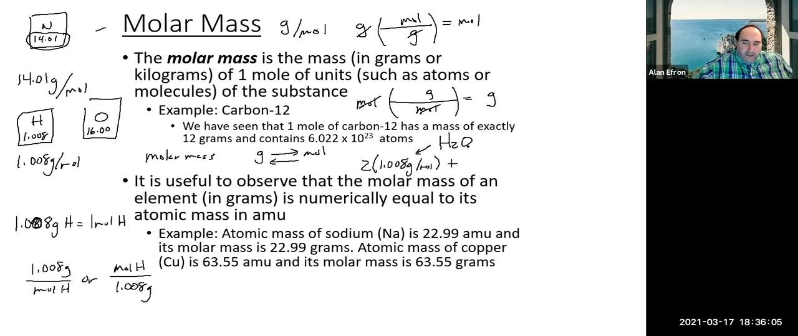Plus, since there's 1 oxygen here, 1 times the 16 grams per mole that we see for our oxygen, which means the molar mass of water is 18.02 grams per mole. Again, we could use that as 18.02 grams per mole, or if you needed it as a conversion factor the opposite way, you could use it in this fashion as well.